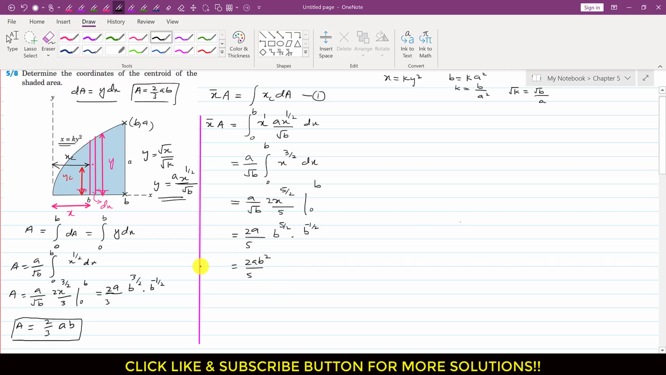So now we can write that this is x bar, and the area, this is x bar into A, so the total area is 2 divided by 3 a into b, right? So one a will be cancelled out, this b will be cancelled out, and this 2 will be cancelled out. So we will be left with, we can write that x bar will be equal to, if we cross multiply, 3 divided by 5 into b. So this is the x bar coordinate of the centroid of this shaded area.